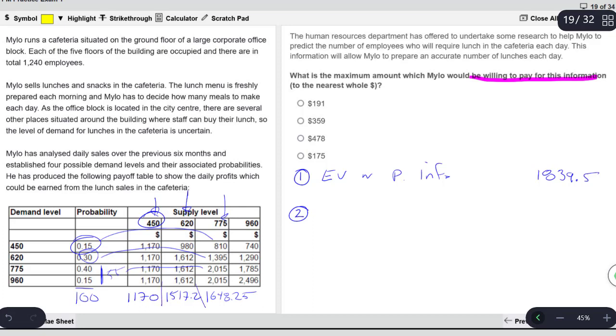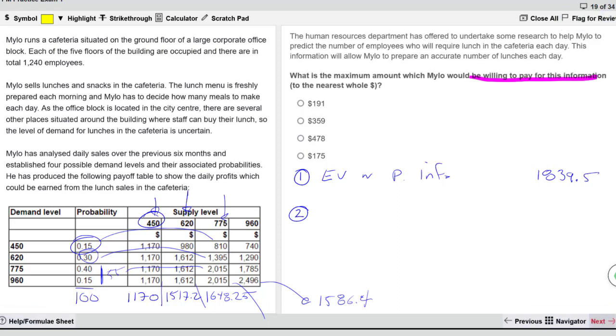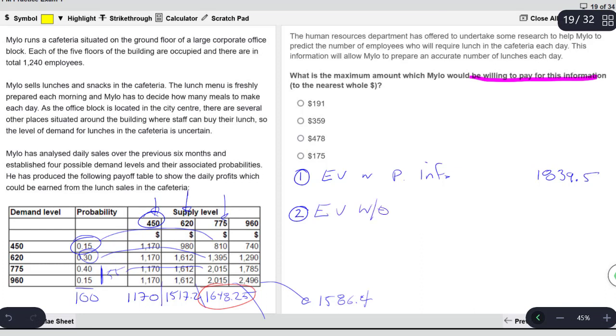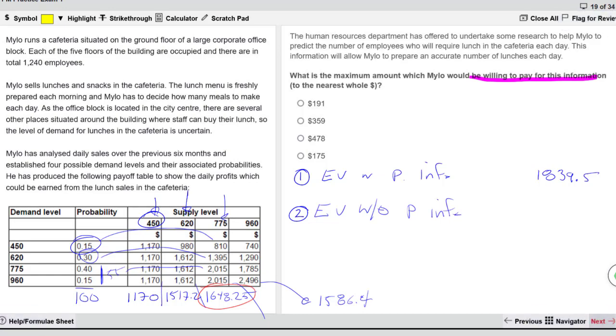And using the same approach, okay, the expected value then of the 960, I've run out of space there, so that's going to be 1586.4. A lot of math. So I've done the expected value of each supply level, and I want to choose the highest figure. That's this one, the 1648.25. So coming back to my template here, that's going to be the expected value without perfect info, 1648.25.